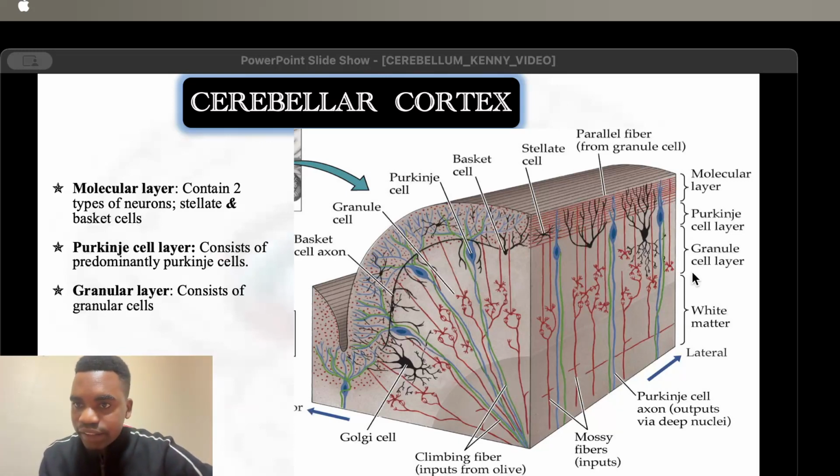So we have 3 kinds of cell layers in the cerebellar cortex: the granular cell layer, the Purkinje cell layer, and the molecular layer.